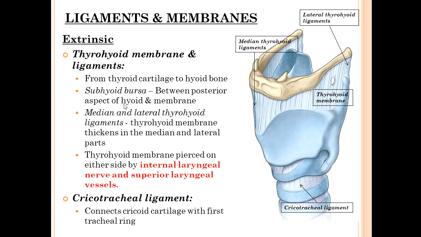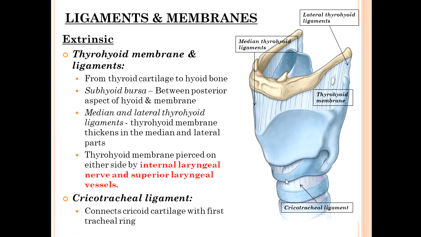So what is the subhyoid bursa? It is present here between the posterior aspect of the hyoid bone and the membrane. So in between them there will be a bursa, that is known as the subhyoid bursa. And what are those median and lateral thyrohyoid ligaments? As I told you, these are the thickenings of the thyrohyoid membrane. Remember, they will ask you in MCQ, the thyrohyoid membrane is pierced by two structures: one is the internal laryngeal nerve and another is the superior laryngeal vessel.